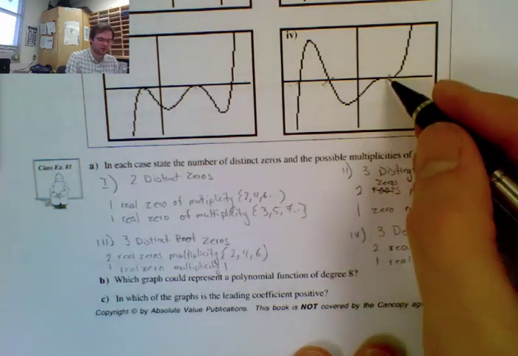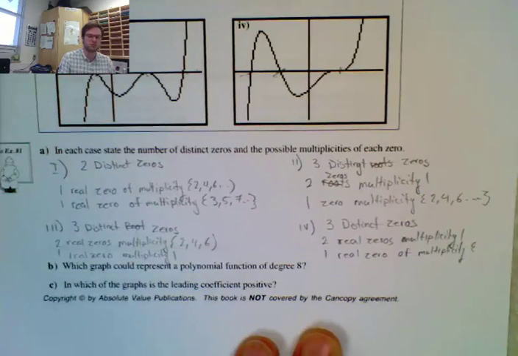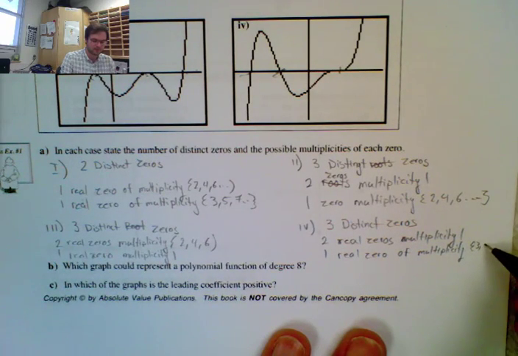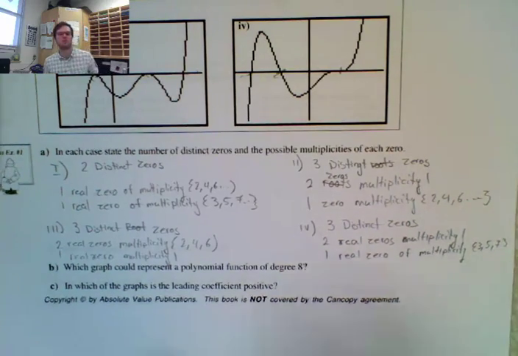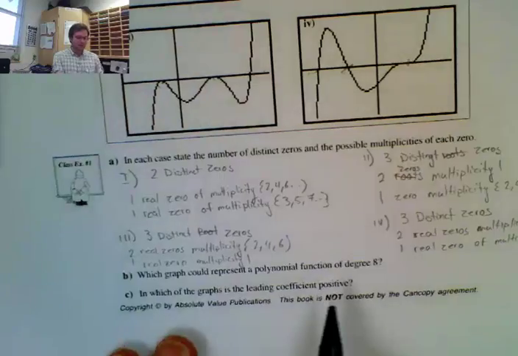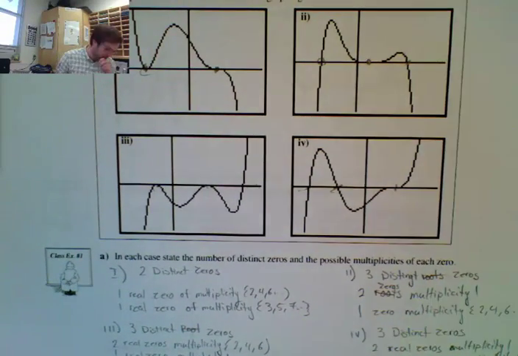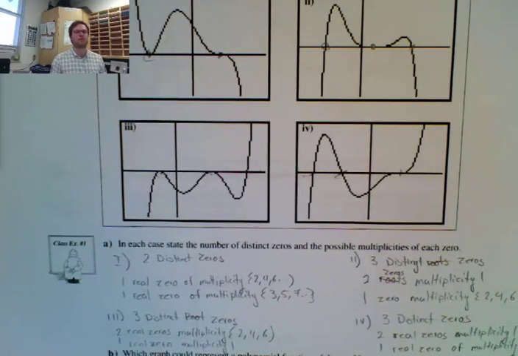We could have either 3, 4, 5. Not 1, because 1's just a crosser. So of multiplicity 3, 5, or 7. And it could go up, it could be maybe even 21, we're not sure. Okay? So which graph could represent a polynomial function of degree 8? So I want to know which one represents a polynomial function of degree 8.